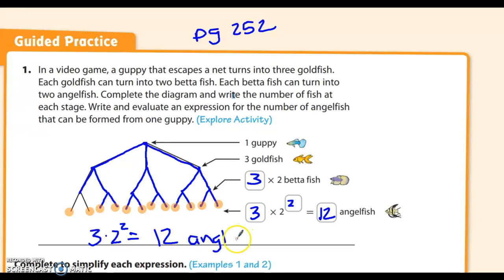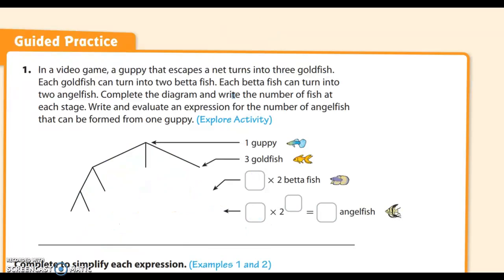Now, I don't know if that helped you or if that confused you. And if it confused you, I'm sorry, but the book tried to provide you a model of a word problem that you could use exponents to solve. All right, let's move on.